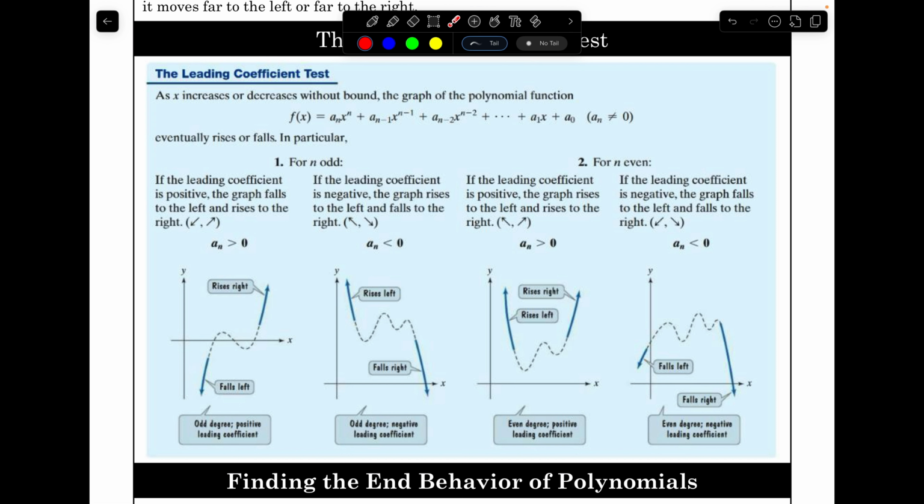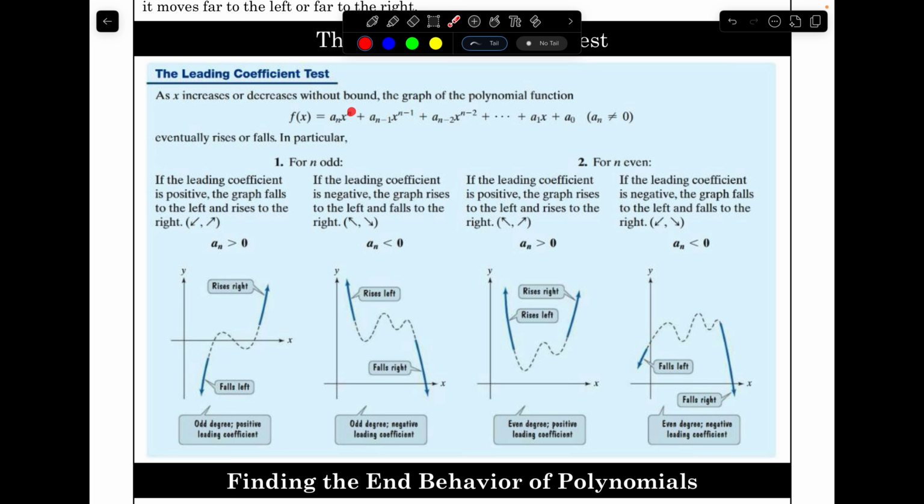If that number happens to be a negative number, and I think about this as a line, then the right side is going to be going down, and the left side, because it needs to go in the opposite direction because this is odd, will be moving upwards.